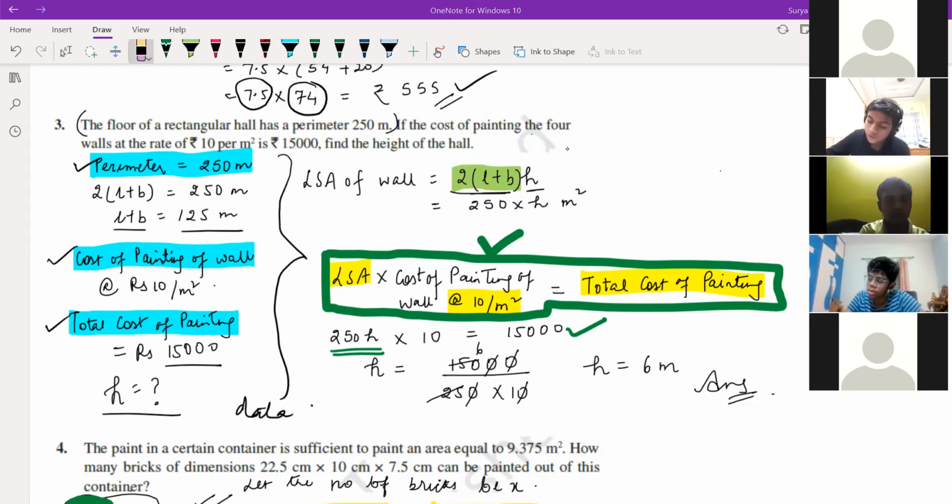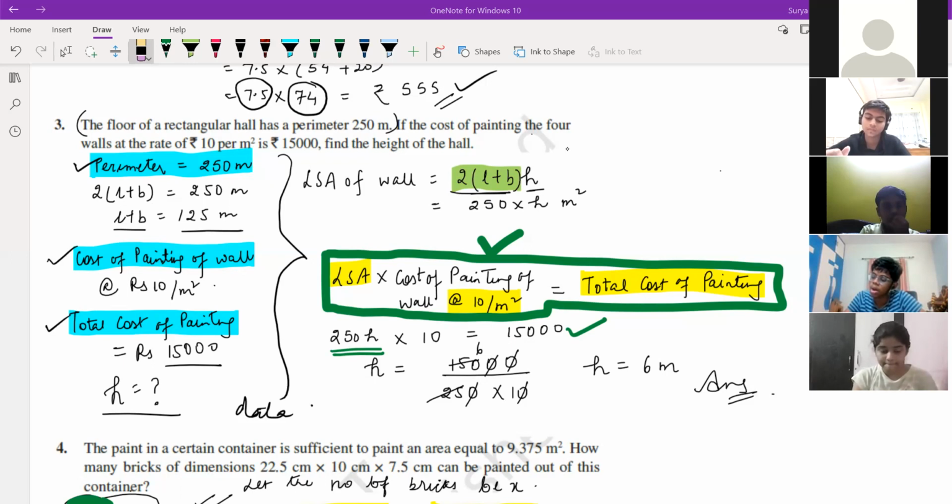The paint in a certain container is sufficient to paint an area equal to 9.375 meters square. How many bricks of this dimension can be painted out of this container? So you have to paint the brick, right?